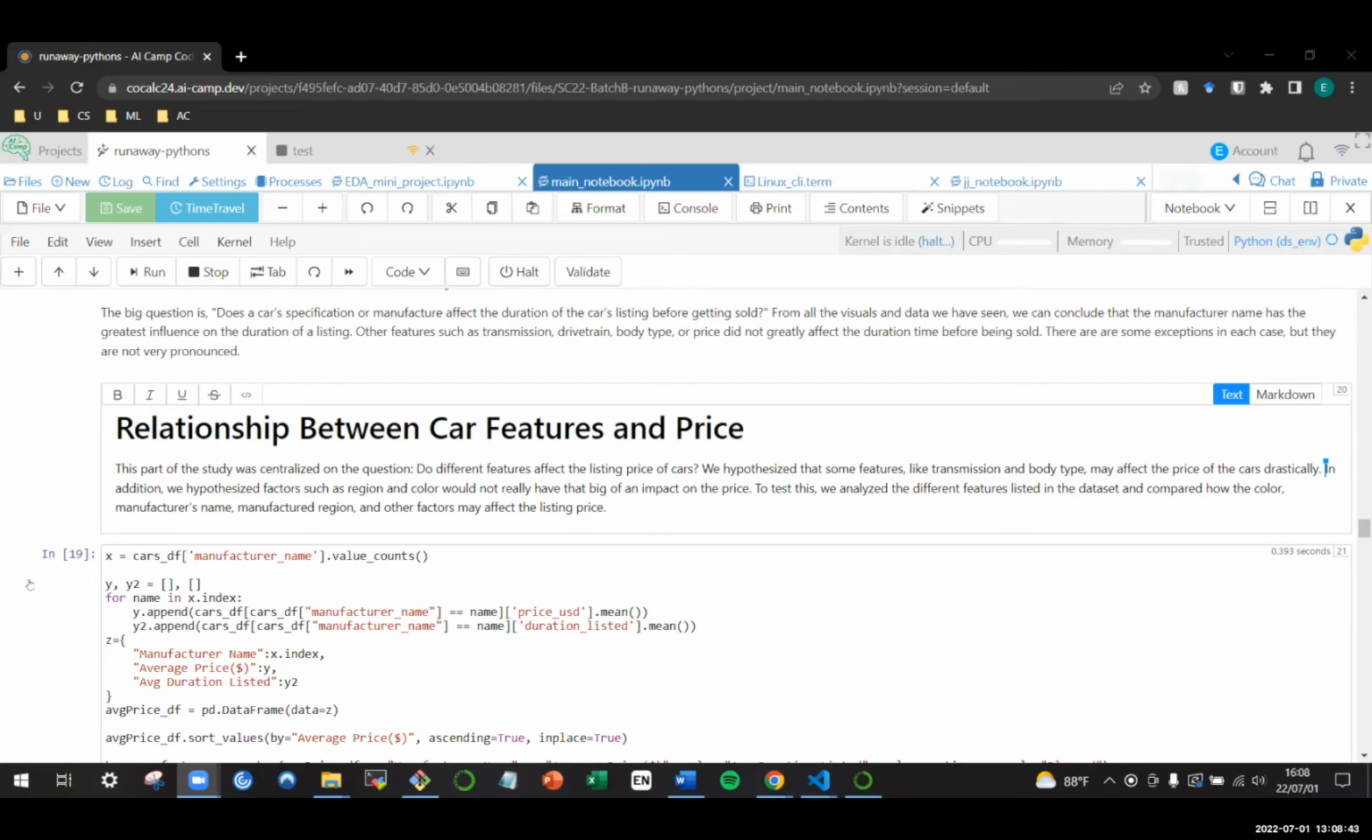the price. To test this, we analyzed the different features listed in the dataset and compared how the color, manufacturer's name, manufactured region, and other factors may affect the listing price.